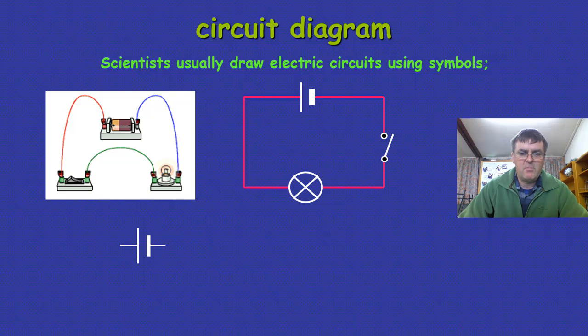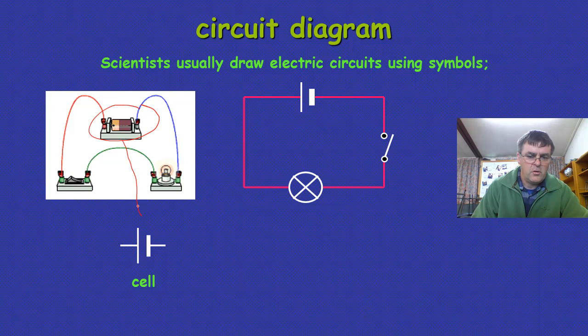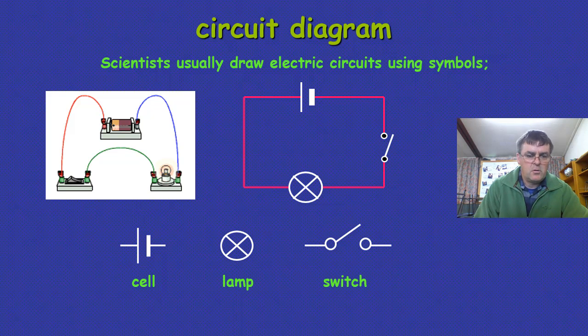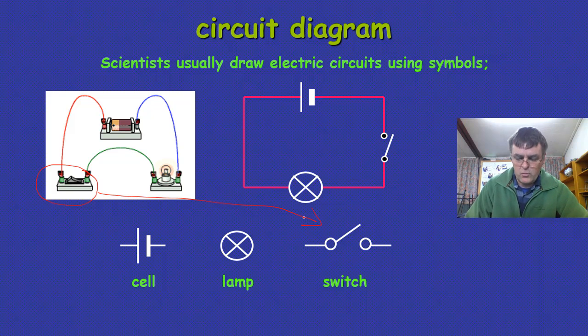So what do we have? We have that thing there. That is your cell or your battery. Okay, so this thing here is drawn using that symbol there. What else we got? We've got the lamp. So here's our lamp. So instead of drawing that, we draw that symbol there. And what else we got? We've got that thing there. That's a switch. So instead of drawing this thing here, we've got that there. Okay, so there's the switch.